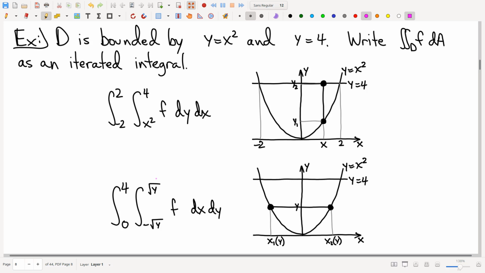Ultimately, deep down, where did that square root come from? It came from the fact that I had to solve for x. Why did I have to solve for x? Well, because I put x on the inside.